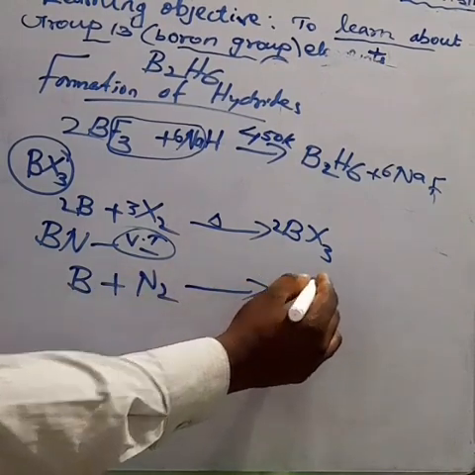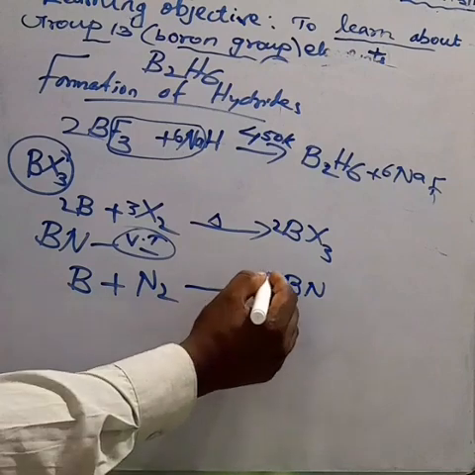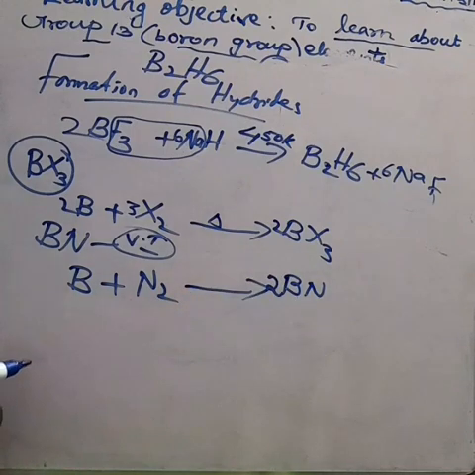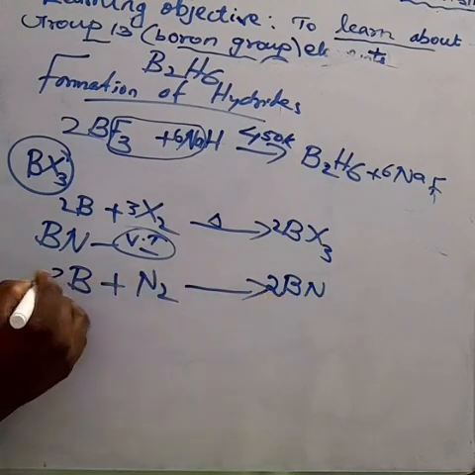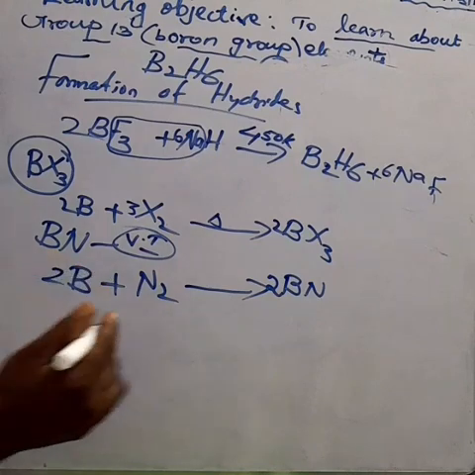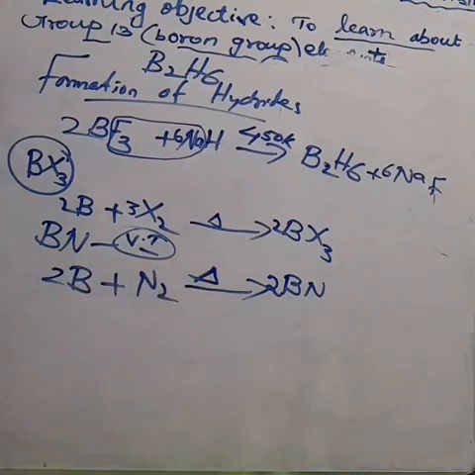How can you balance the equation? How much nitrogen is there? 2 nitrogen, so make it 2 here. How much boron is there? 2 boron, make it 2 here. Here give the heating symbol, because only at high temperature does boron react with nitrogen. Okay, at high temperature. Can you understand, my dear children?